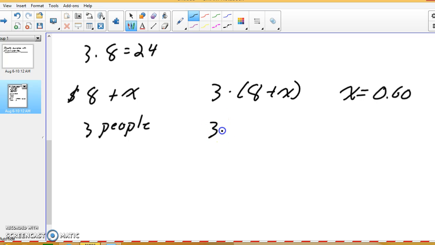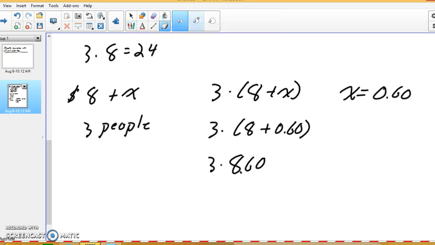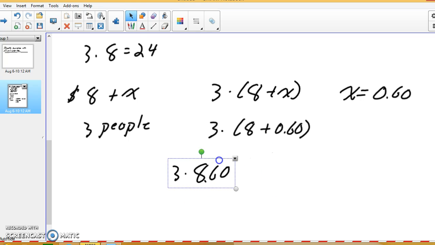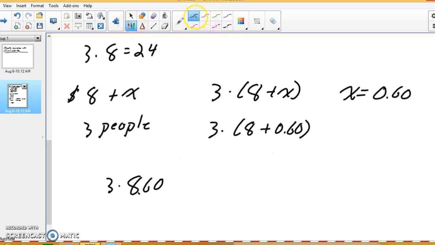So now this equation turns into 3 times 8 plus 0.60. Now, some of you might be able to do this off the top of your head and think, oh, that's going to be 3 times 8.60. But let's say we want to make it a little bit easier and do it separately. So now the distributive property claims that this is equal to 3 times 8 plus 3 times 0.60.